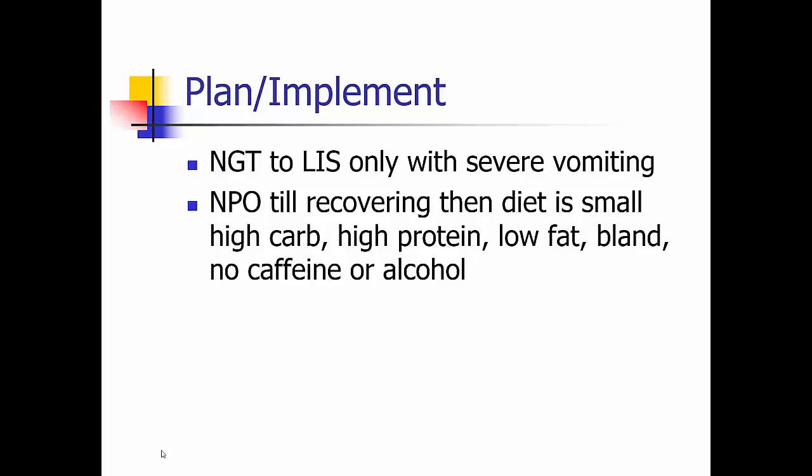The NG tubes are put to low intermittent suction, but this is usually only done with severe vomiting. However, patients are NPO until they are starting to recover, and then the diet is small. It consists of high carb, high protein, low fat, bland, no caffeine, and no alcohol.